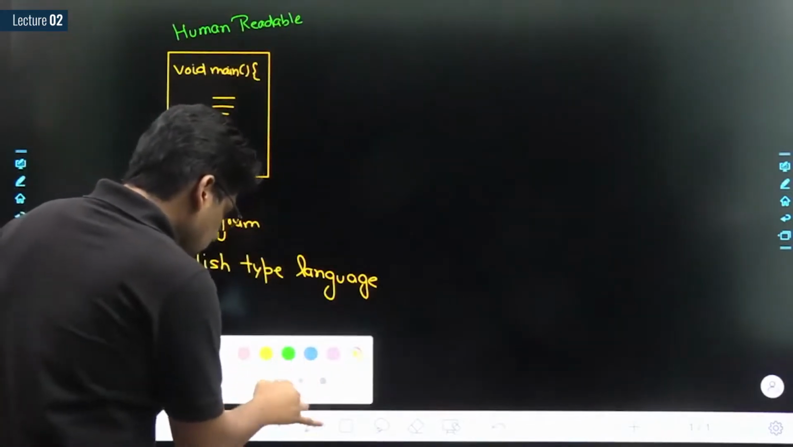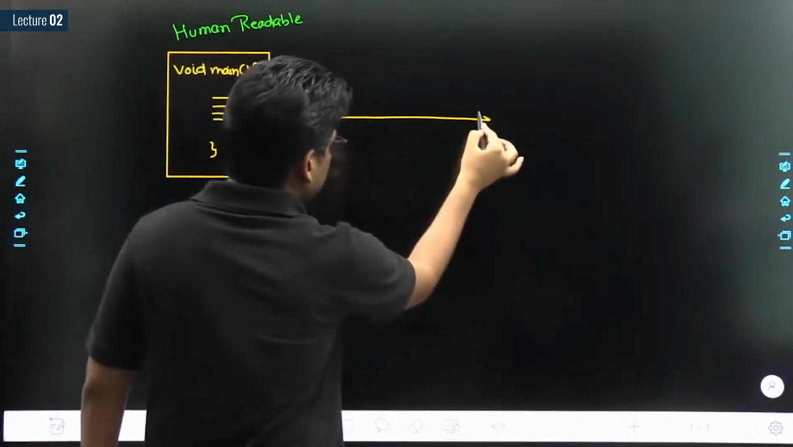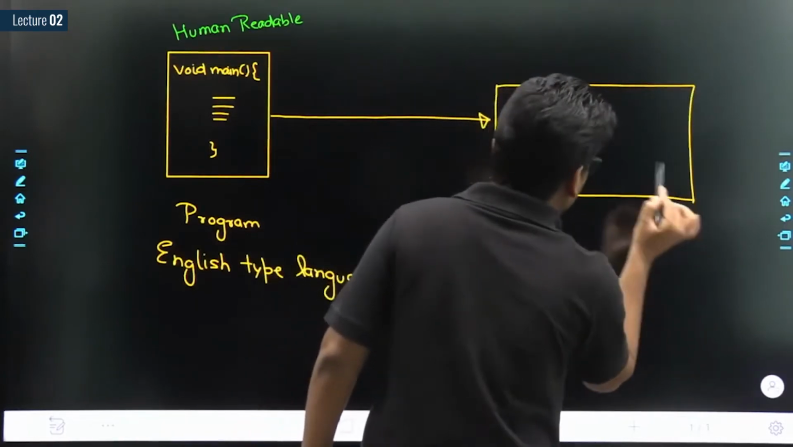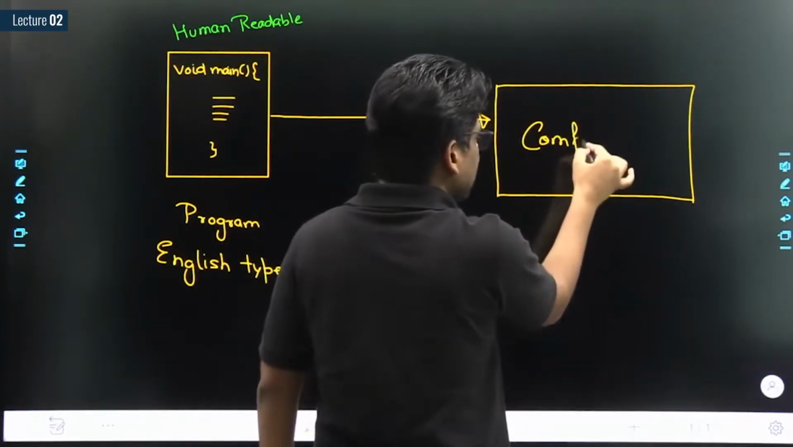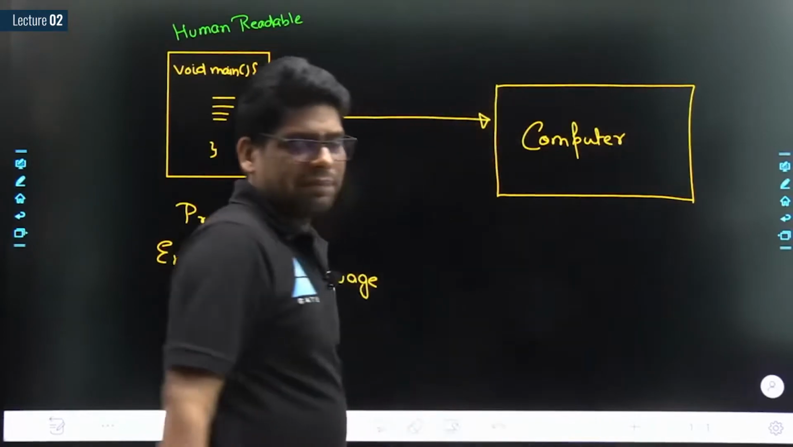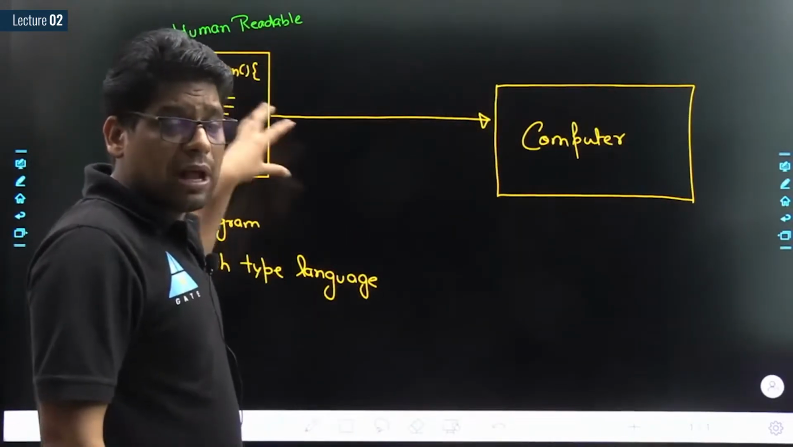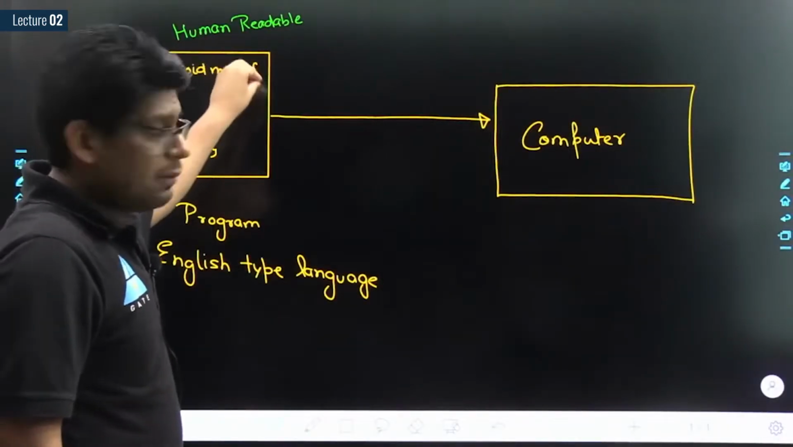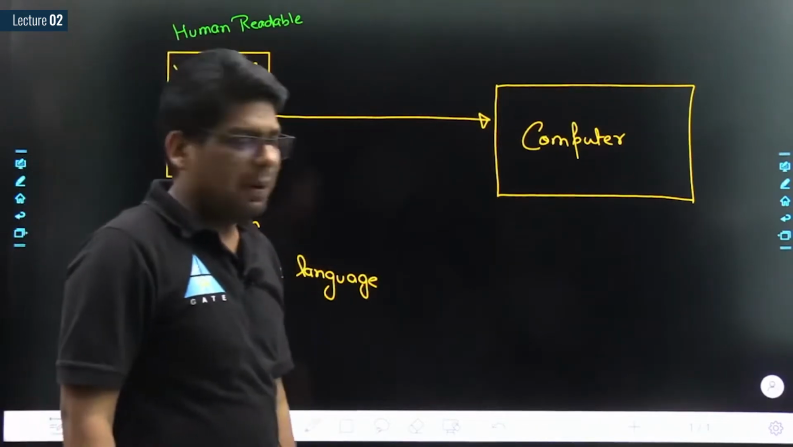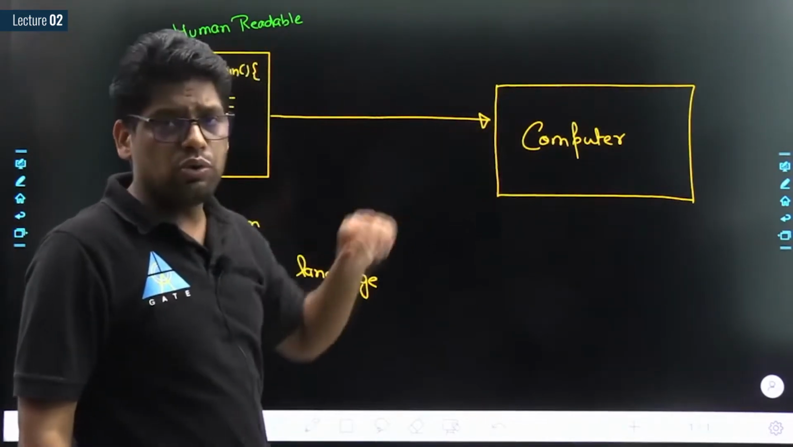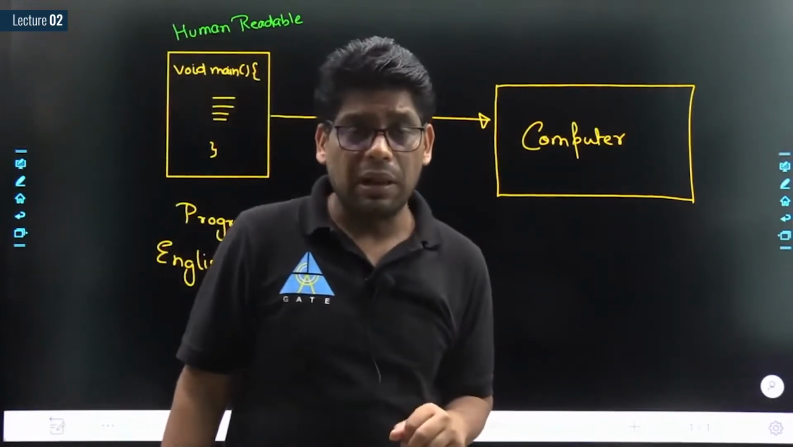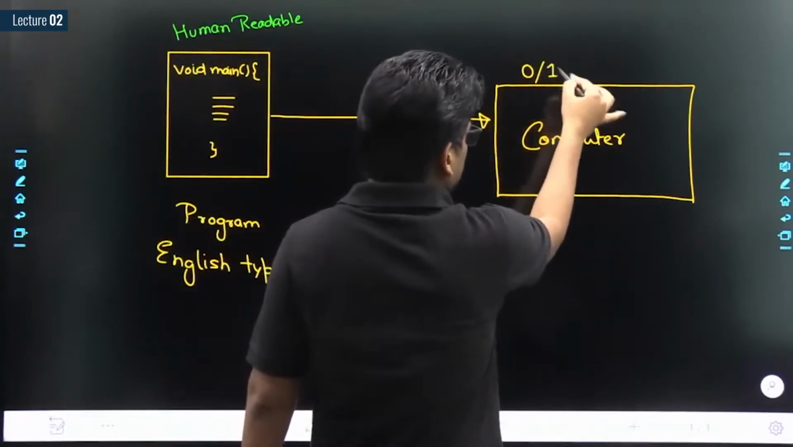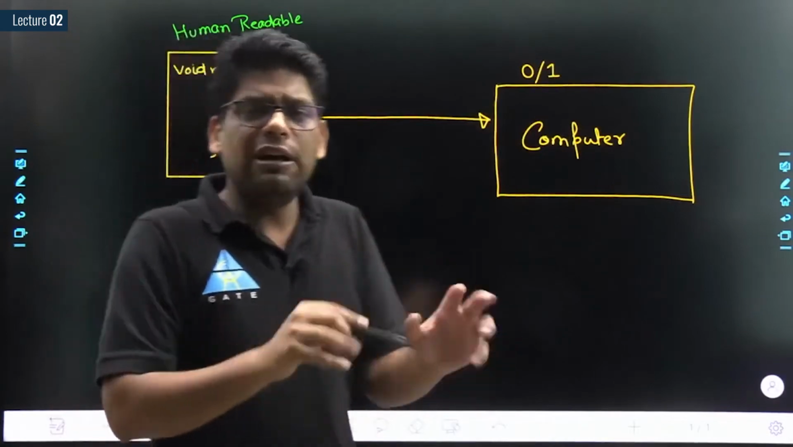Can I provide this program directly to a machine or computer? Sir, is this program machine readable? No. Sir, this program is human readable, that means it is just like English type language. But is it machine readable? No, sir. Sir, what is machine readable? Machine understands only zeros and ones. Machine understands the language of zeros and ones.